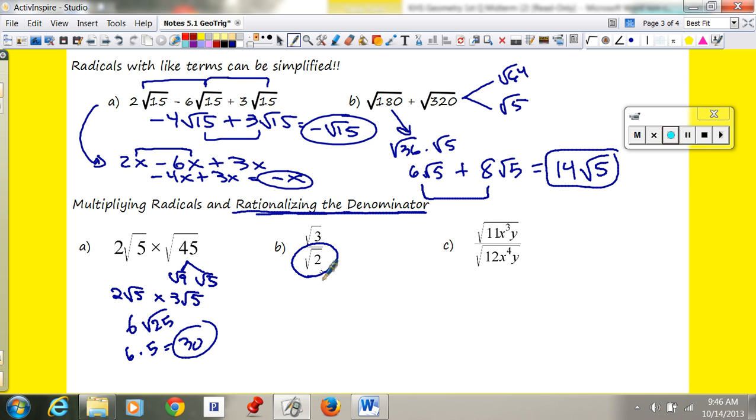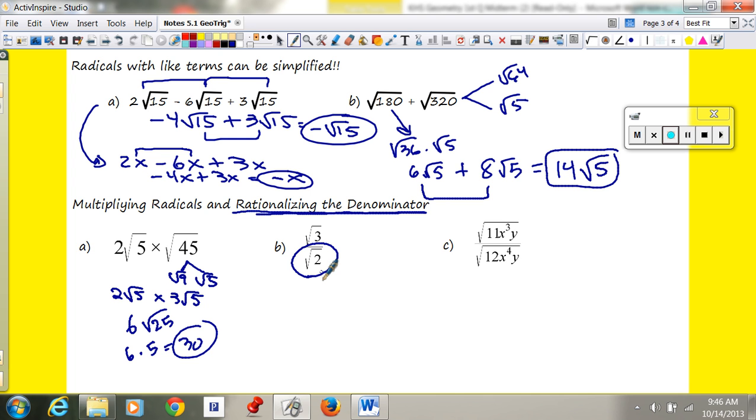Radical 2 is about 1.4. But does it ever actually end? No, it goes on forever. It never stops, and it does not repeat. So you really don't even know how much that actually is. You can't divide by something that you don't know how much it is. So you can't divide by radicals on the bottom. You've got to get rid of those from down there.